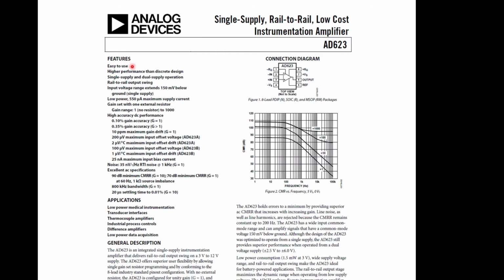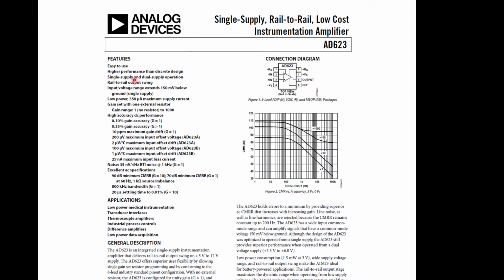Its first feature is that it's easy to use. So that all sounds good. Everyone likes easy to use. High performance and a discrete design. Well, that's not unexpected, so that's great. Single supply and dual supply operation. So on our recap of the limits of op amps, hopefully we can start to understand that this is actually quite a valuable feature. The single supply feature is quite useful.